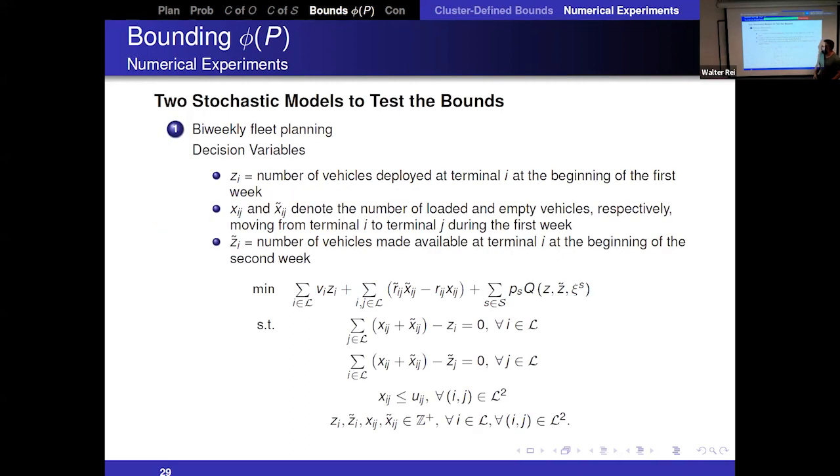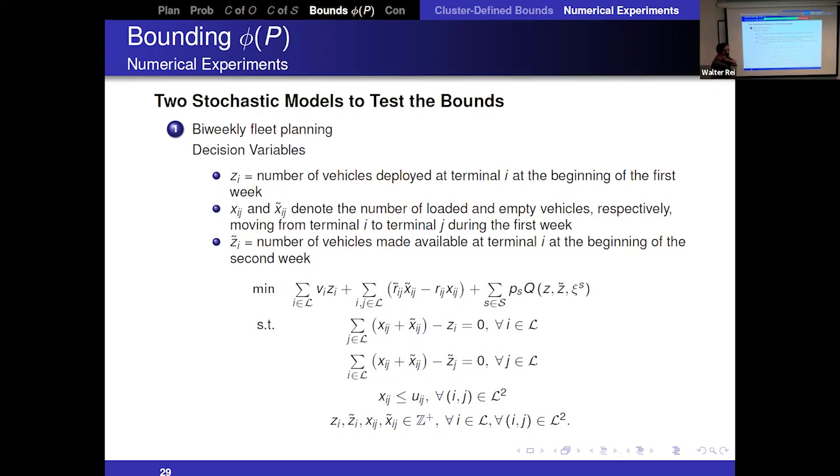Okay. So we tested this out on two models. These are taken from the literature, right? So the first one was easy to solve. We could actually compare the results with the optimal solution. So this was useful just to validate numerically the different bounds that we were proposing. So this is a biweekly fleet planning model. Again, both models are 2-stage.